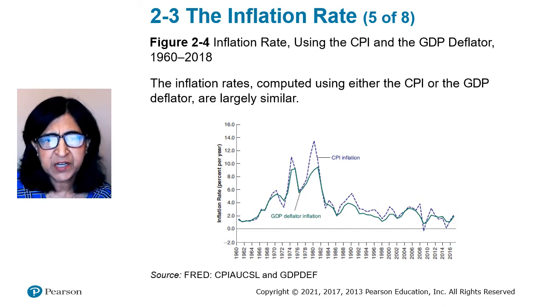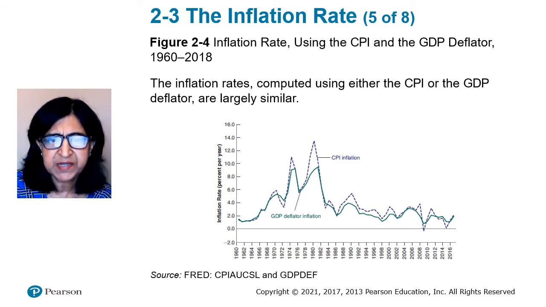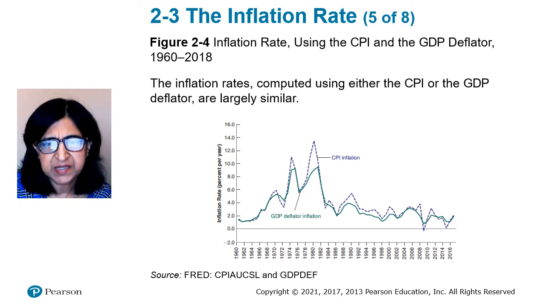Figure 2-4 plots the two inflation rates since 1960 for the United States. The horizontal axis ranges from 1960 to 2018 in increments of 2 years. The vertical axis represents inflation rate in percent per year and ranges from negative 2.0 to 16.0 in increments of 2. The graph has two curves which rise and fall at many points.